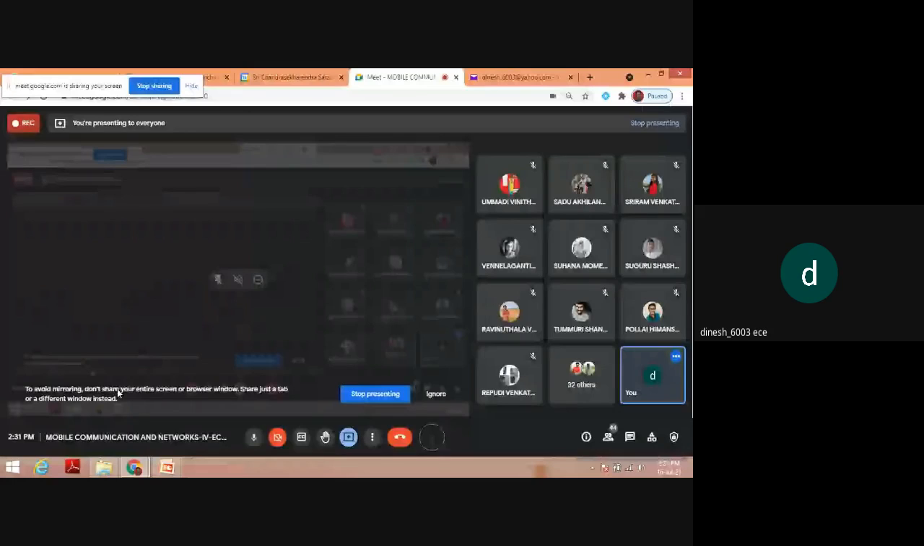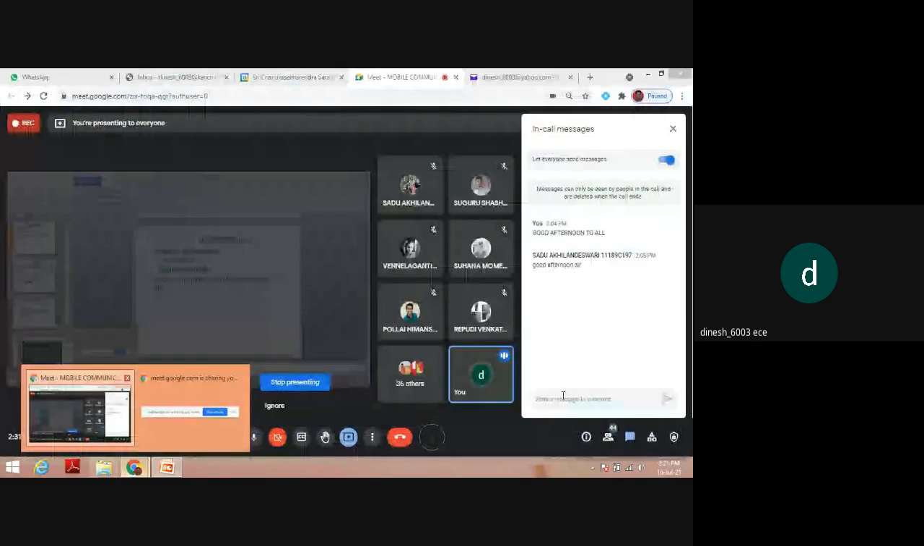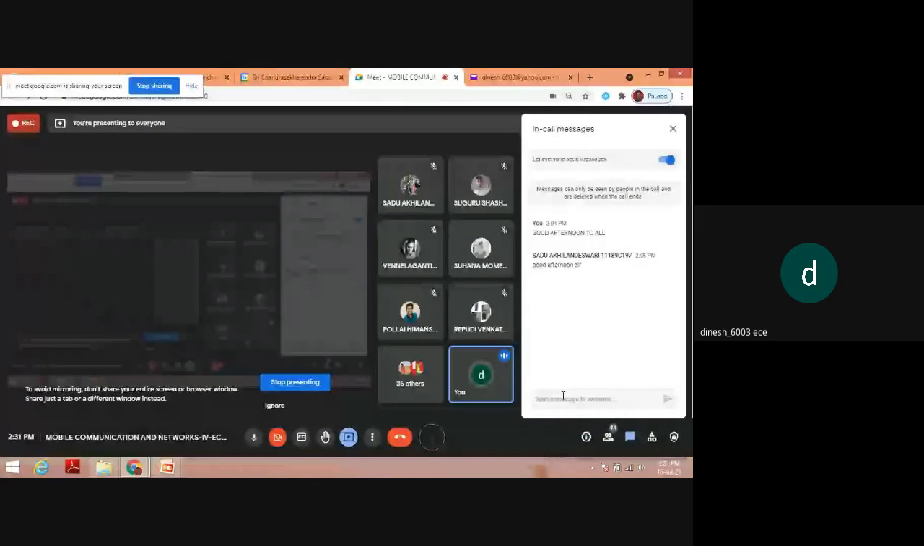So I'll start here. Any doubts in handoff? If you have any doubts in the handoff strategy, you can type in the chat box, because the next topic that I'm going to proceed with is a different topic, which is called interference.